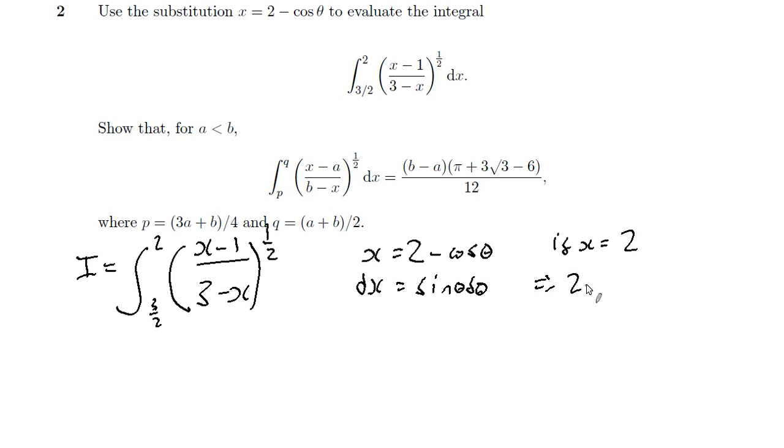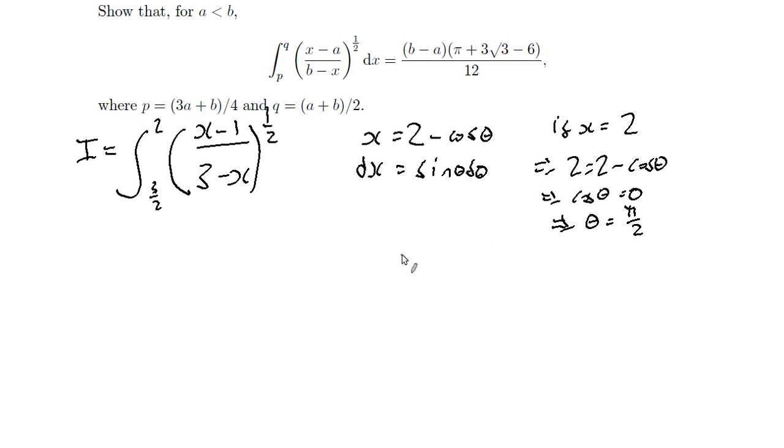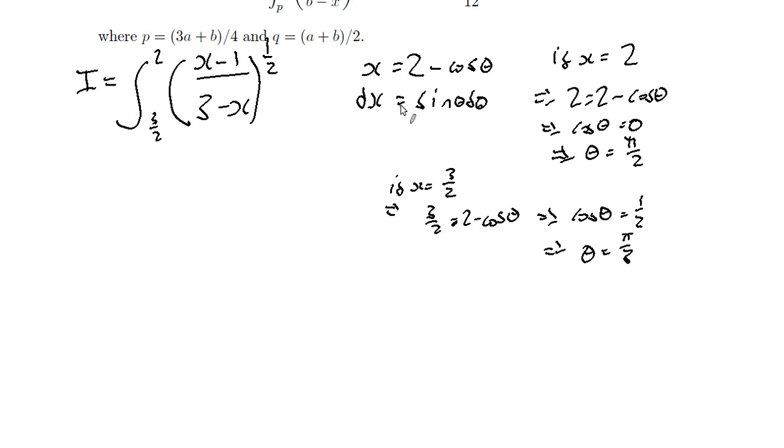this implies 2 equals 2 minus cos theta, which implies that cos theta equals 0, which implies that theta equals pi over 2. And in a similar vein, if x equals 3 over 2, this implies that 3 over 2 equals 2 minus cos theta, which implies that cos theta equals a half, which implies that theta equals pi over 3. Lovely. So we've got our limits of integration, we've got our appropriate substitutions to make.